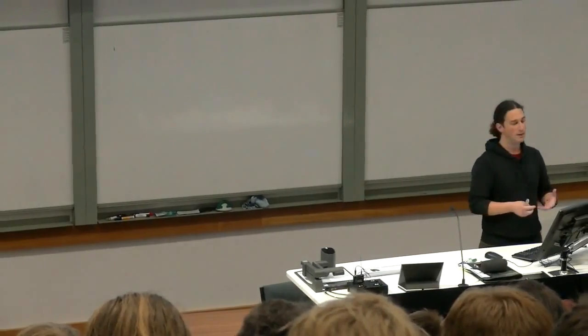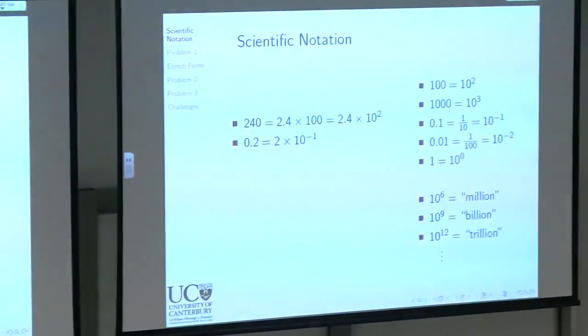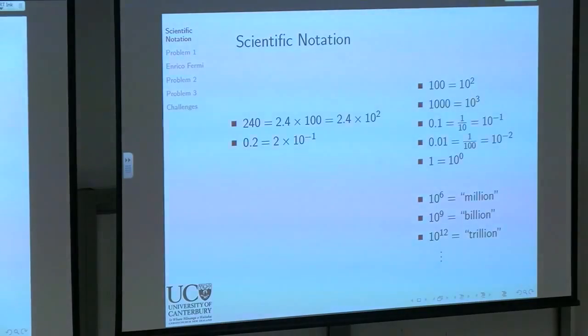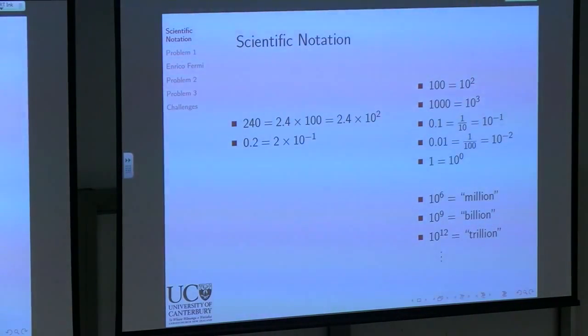And there's two advantages to that. The first is that it immediately tells you how big the number is. So in this one, it makes very clear that the number is the same size as 10 to the 2, which is 100. So we think of 240 as being the same size as 100. So its order of magnitude, which is a fancy way of saying its size, is indicated by the power of 10. It works, of course, with smaller numbers like 0.2. It's 2 times 0.1, so it's 2 times 10 to the minus 1.